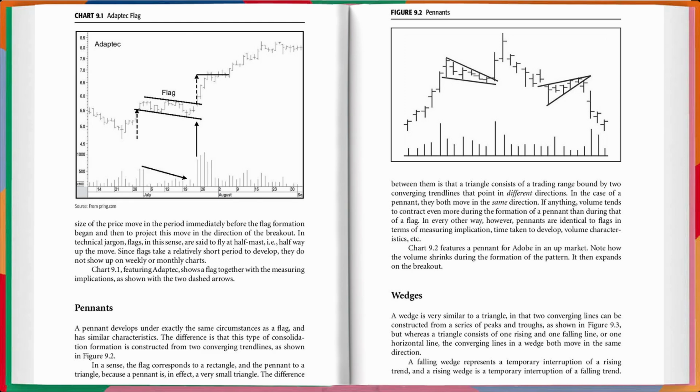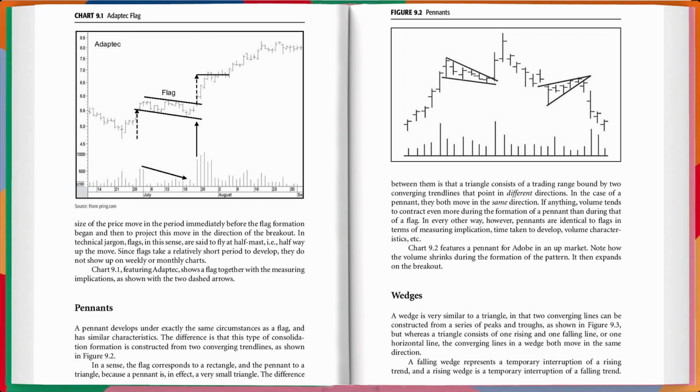Pennants. A pennant develops under exactly the same circumstances as a flag and has similar characteristics. The difference is that this type of consolidation formation is constructed from 2 converging trend lines, as shown in Figure 9.2. In a sense, the flag corresponds to a rectangle and the pennant to a triangle because a pennant is, in effect, a very small triangle.